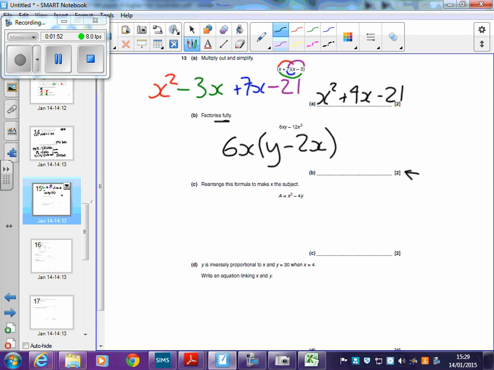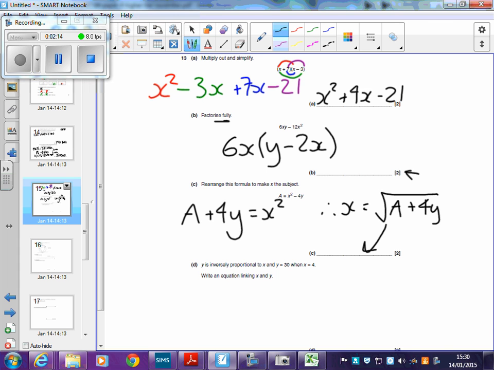Rearrange this formula to make x the subject. I've got a equals x squared minus 4y. Alright, x the subject means I want the x to be by itself. So minus 4y goes across and you get a plus 4y equals x squared. I need to get rid of the squared, so do the square root. So therefore your x is equal to the square root of a plus 4y, and that is your answer there.